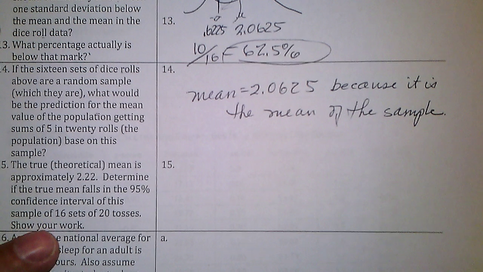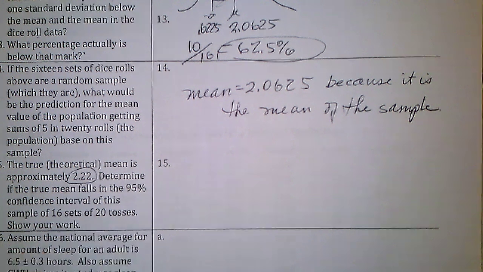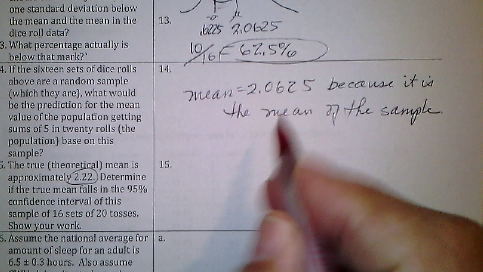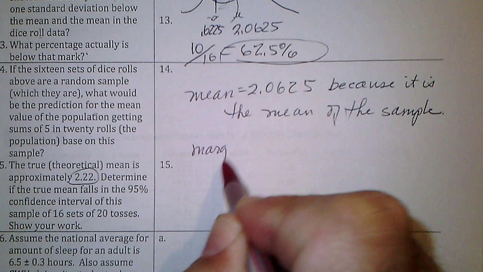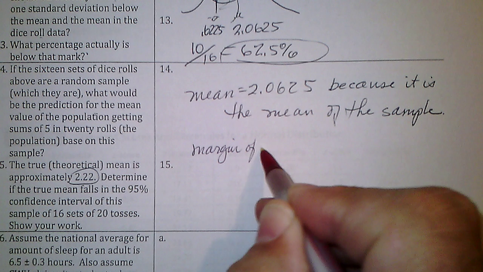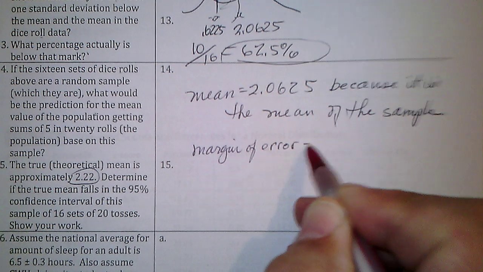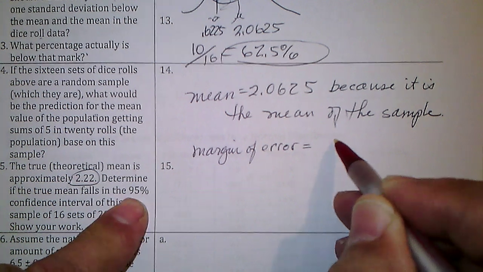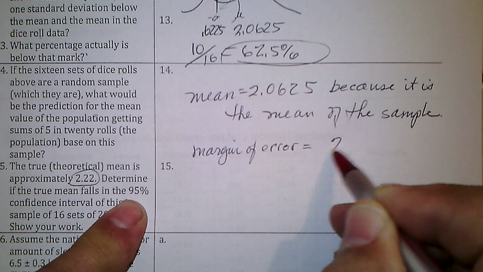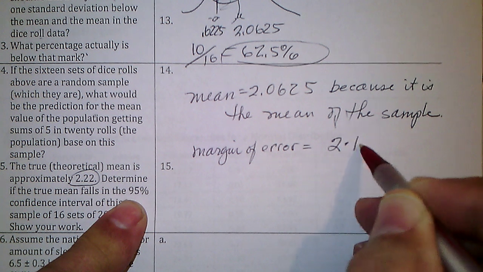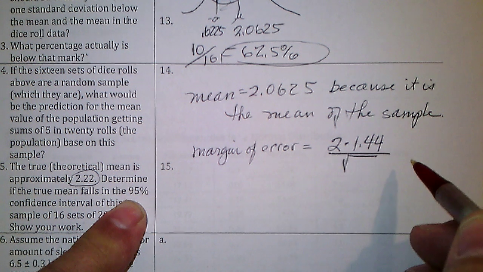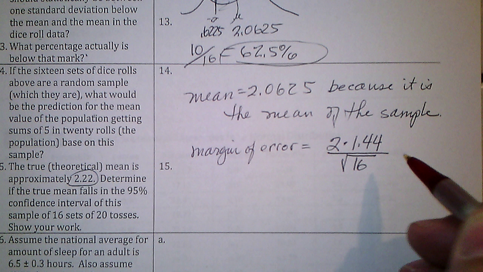Now, the true mean is 2.22. Is it in the confidence interval? Okay, so now we have to figure out the confidence interval. So the margin of error at the 95% level, or the 5% level, is 2 times the standard deviation, which was 1.44, divided by the square root of the size of the sample, and the sample had 16.